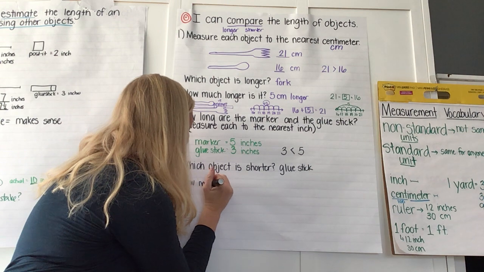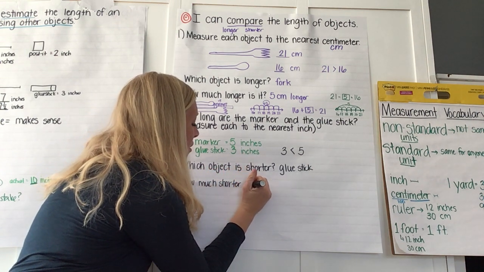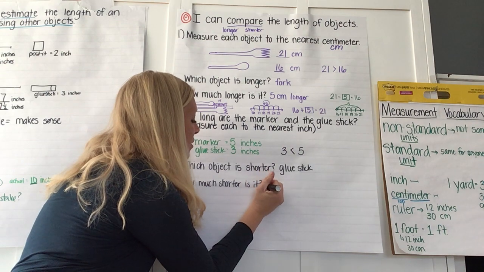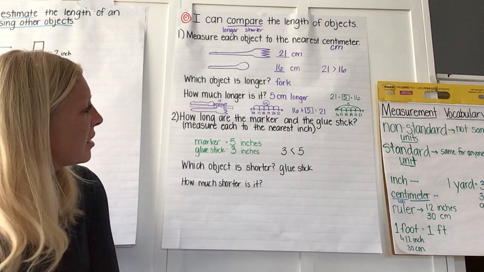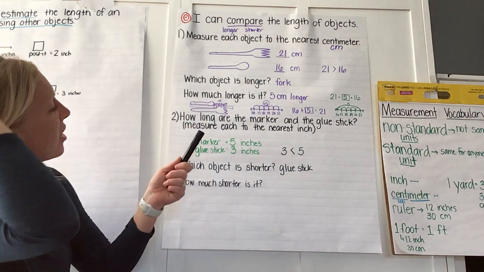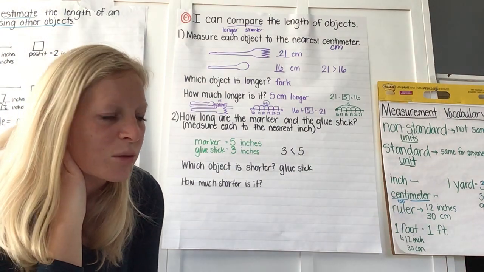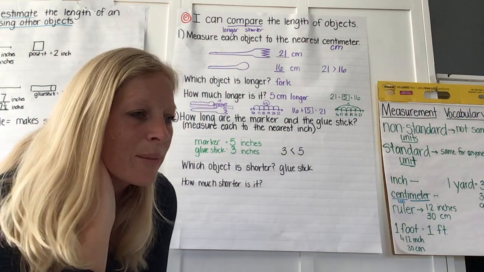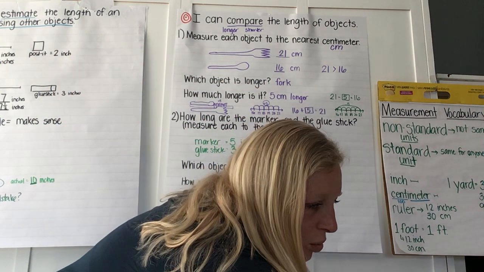How much shorter is it? How can we find the difference? Go ahead and take a minute. You can think about what we did with our fork and our spoon. Show me how you might solve this problem. How much shorter? And put your thumb in front of your tummy. What tool are you using?